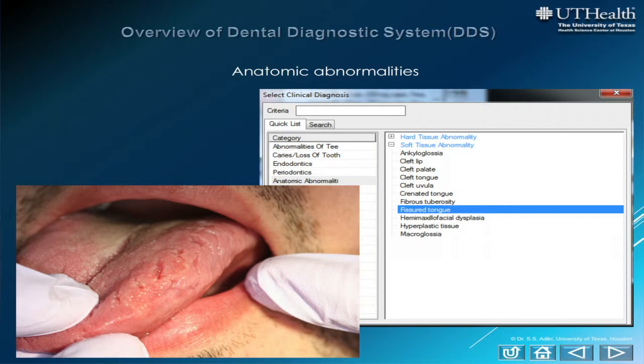Fissure tongue occurs in as many as 80% of the children with the chromosomal disorder Down syndrome. Once all these conditions are ruled out, only after a thorough medical history and examination, can we choose the diagnosis of fissure tongue.